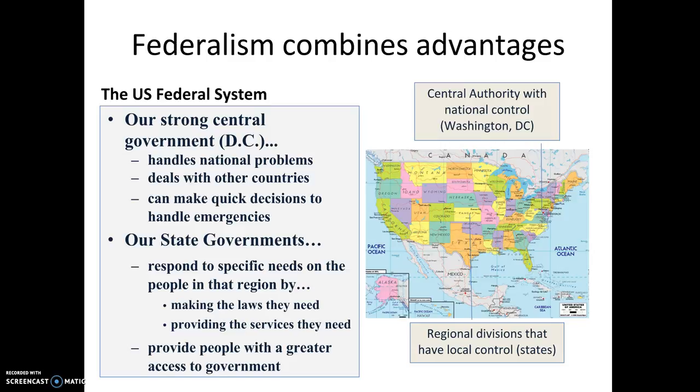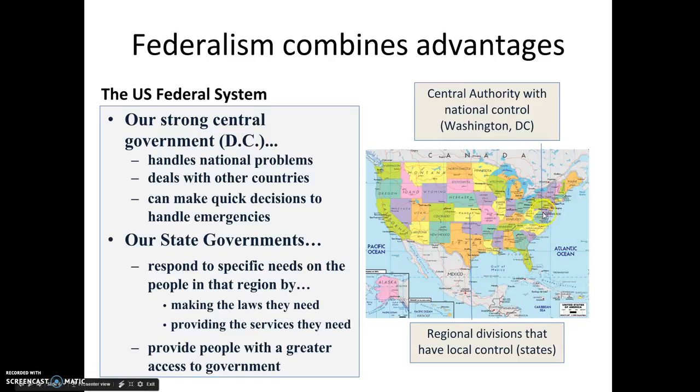But the one thing that a strong national government operating out of, say, Washington, D.C. could not do is really understand and handle all of the problems for all of the people in all of the places across the United States. So combining that national government with state governments across the country makes things better because those state governments can better handle the day-to-day specific needs of people in their part of the country.